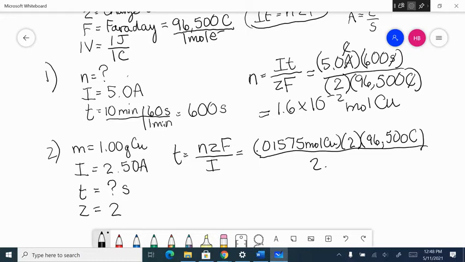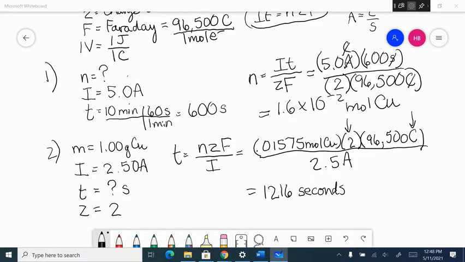Over the current of 2.5 amps. Now, 2 is the number of moles of electrons. This is coulombs per mole of electrons. So that's why we had to multiply that by 2. So you get an answer of 1.216 seconds. That's 20 minutes, 15 seconds to deposit 1 gram of copper.